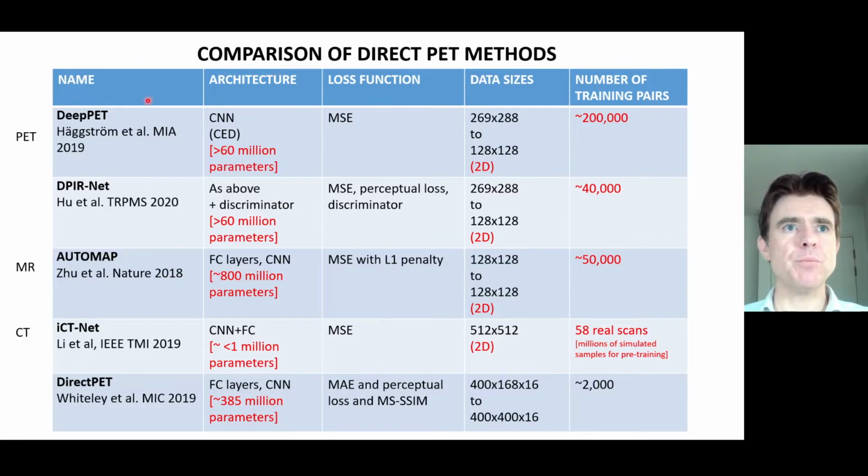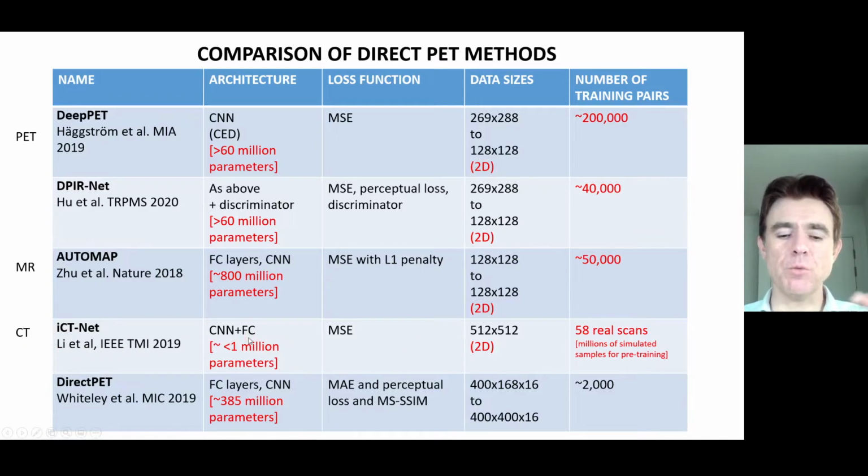And so basically at the top here I've got some PET reconstruction networks, and you'll notice they've got huge numbers of parameters, but still not as many as what would have been necessary for a fully connected layer. And they're often dealing with only 2D reconstructions, so large number of parameters in the architecture, 2D reconstructions, and needing large numbers, tens to hundreds of thousands of training pairs. The MR reconstruction network, AutoMap, huge number of parameters, 800 million, 2D reconstructions, large number of training pairs. And then just at the bottom here, I've got the CT network.